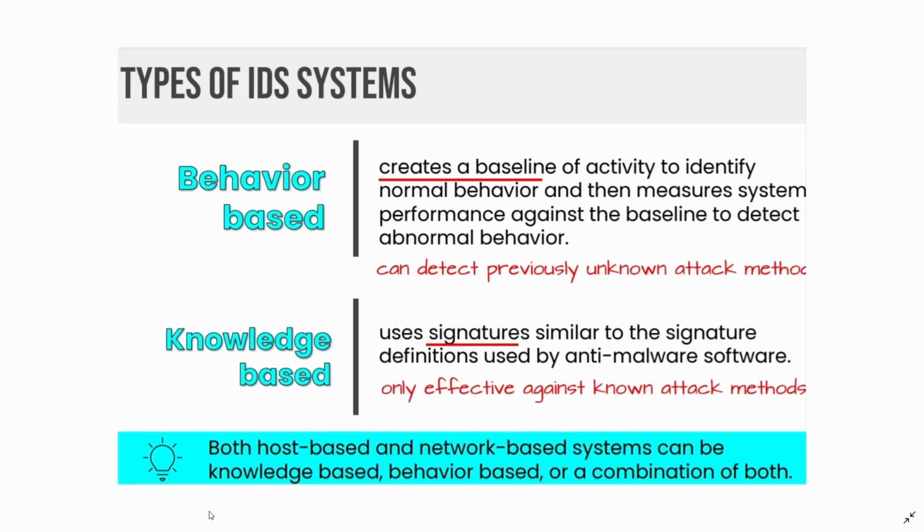Next, let's go over the types of IDS systems. These include behavior-based and knowledge-based. Behavior-based creates a baseline of activity to identify normal behavior and then measures system performance against the baseline to detect abnormal behavior. This type of IDS system can detect previously unknown attack methods. Knowledge-based uses signatures similar to the signature definitions used by anti-malware software. It is only effective against known attack methods. Both host-based and network-based systems can be knowledge-based, behavior-based, or a combination of both.